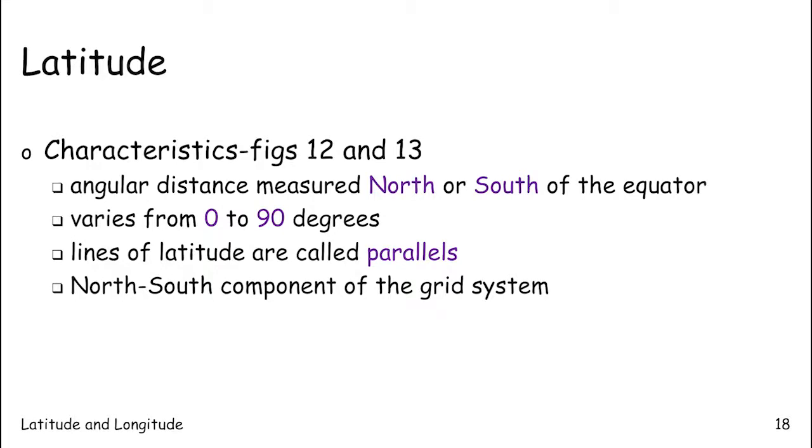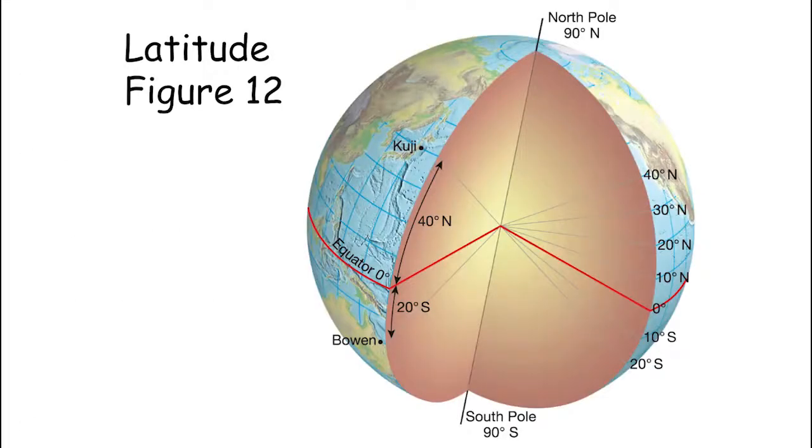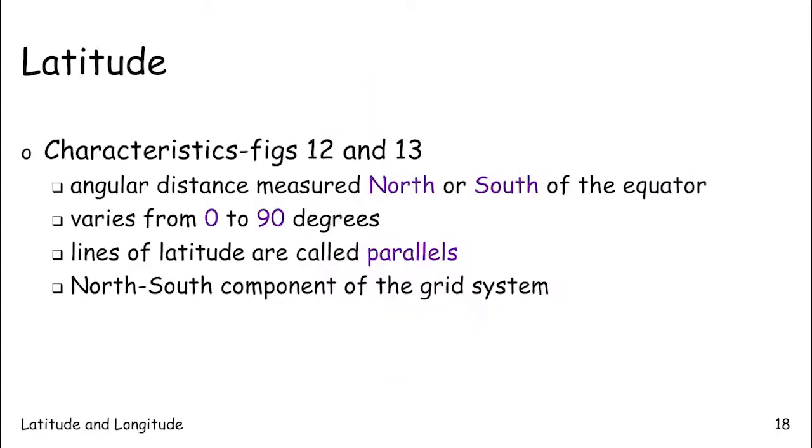That's a right angle. If I was to decide to go on the other side of the illustration, it doesn't matter if I go on the right side, like where Kuji was, or on the other side, I get to 90 degrees. That's the maximum angle that latitude could be at. Lines of latitude are called parallels because they are parallel to one another. And again, that's the north and south component of the grid system, so it gives you your location north or south of the equator.